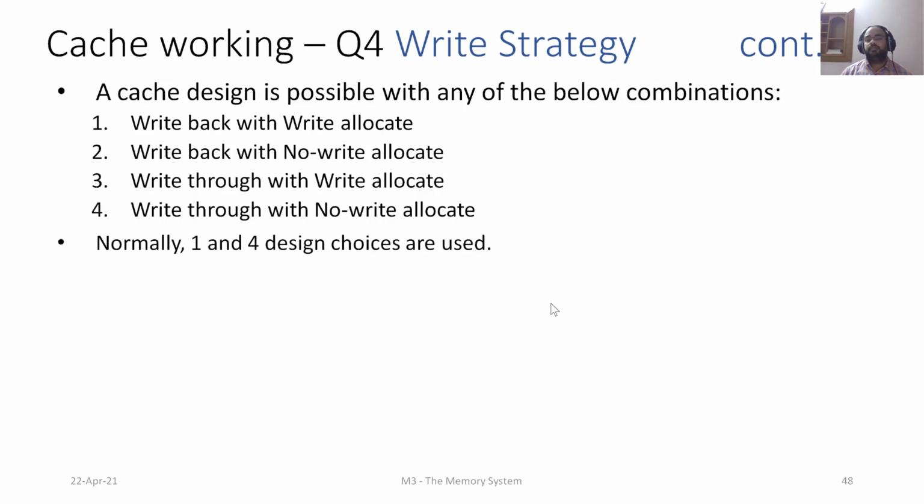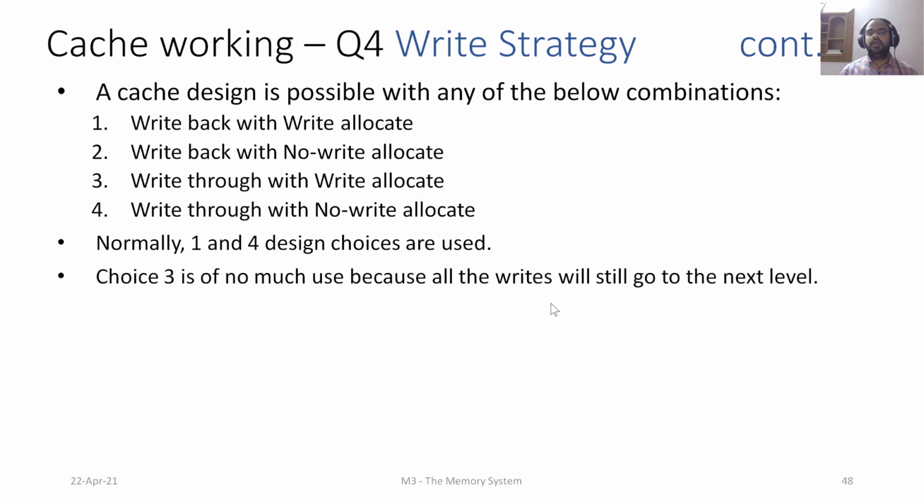But if we think about it, some of them will not make sense, and the normal caches that you see in any of your general day-to-day computing resources, your phone or laptop or any server, would be either a write back cache with write allocate policy, or a write through cache with no write allocate policy. Why? Because if you look at the third choice, which is write through with write allocate, it doesn't make sense because all the writes are seen by the next level anyway. So what is the point of allotting space to this particular write on a write miss?